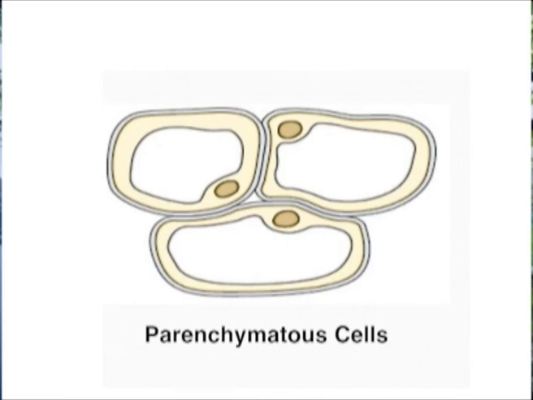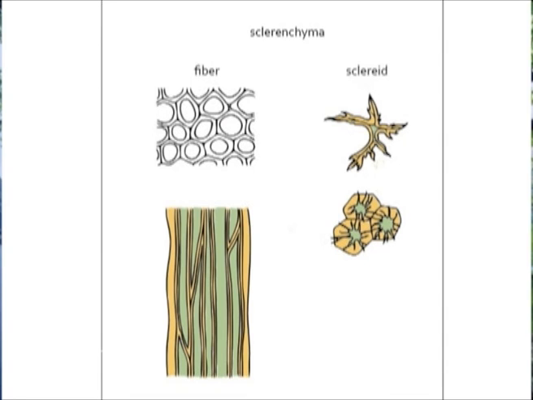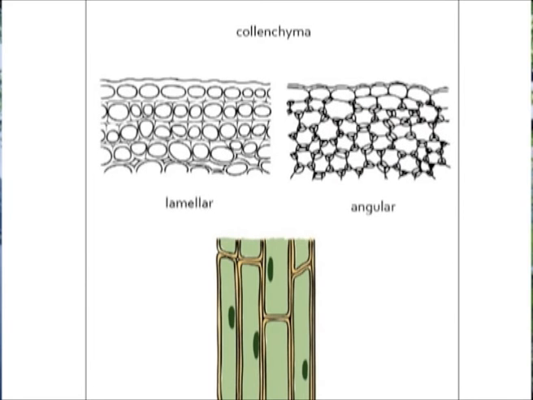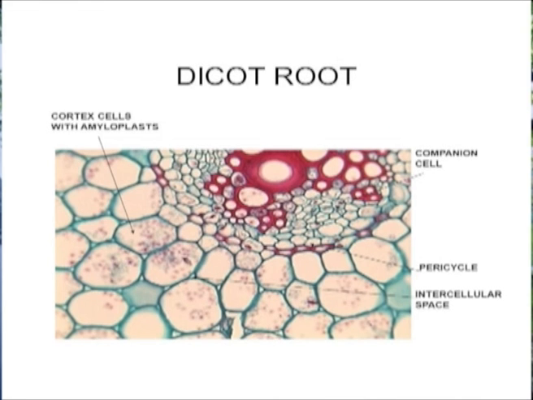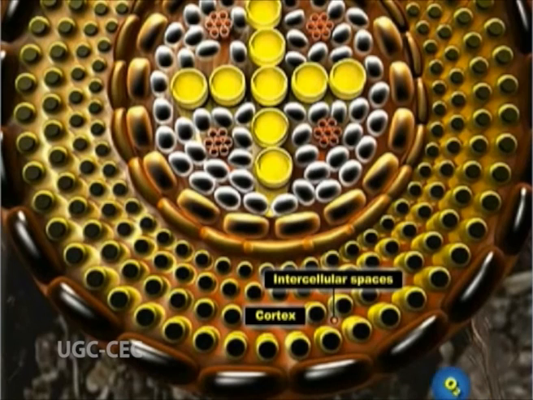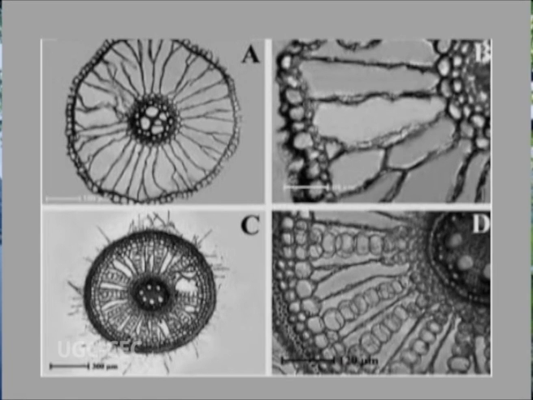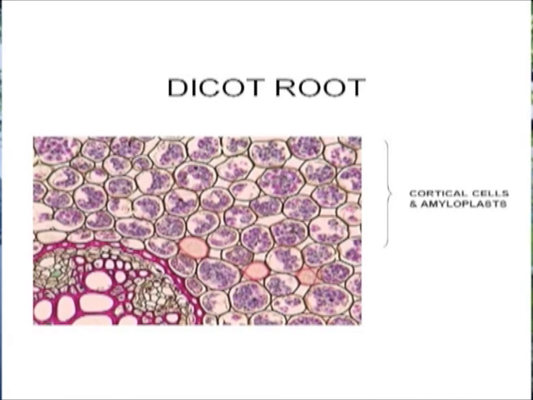Cortex is usually composed of parenchymatous cells, but may have sclerenchymatous or collenchymatous cells in case of persistent roots. Presence of intercellular spaces is a characteristic feature of root cortex. The intercellular spaces may develop into large lacunae in plants growing in moist habitats, for example, rice. The cortical cells of roots generally lack chlorophyll, but are highly vacuolated and accumulate lots of starch.